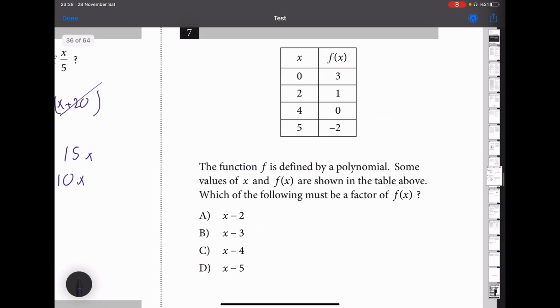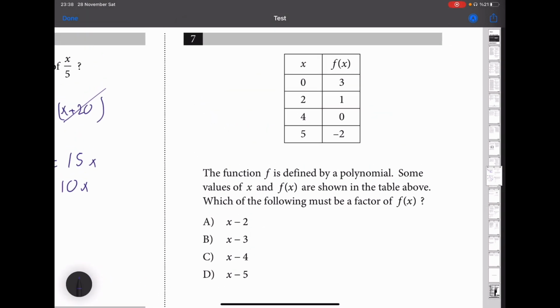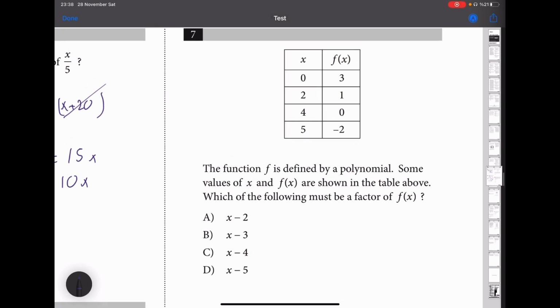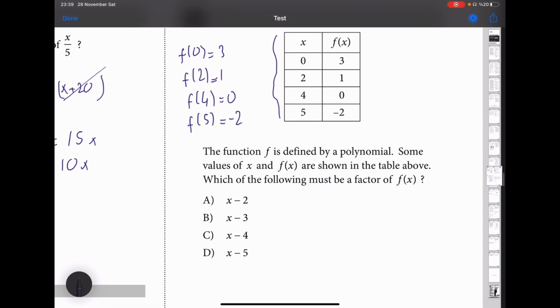Next question. The function f is defined by a polynomial. Some values of x and f of x are shown in the table above. Which of the following must be a factor of f of x? In this question, let's comment on this before starting. F of 0 equals 3. F of 2 equals 1. F of 4 is 0. F of 5 is minus 2, right?